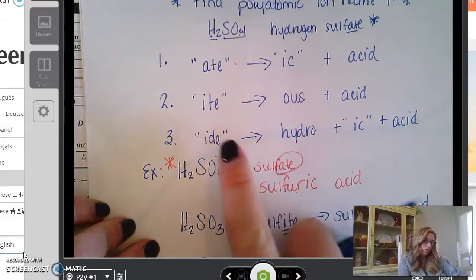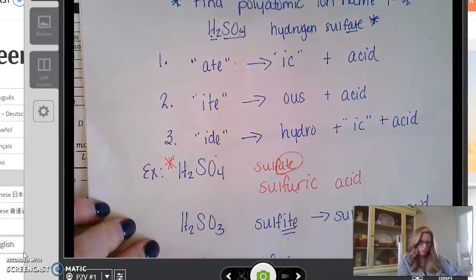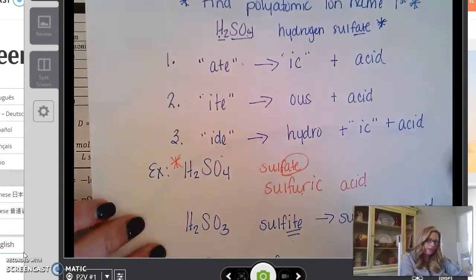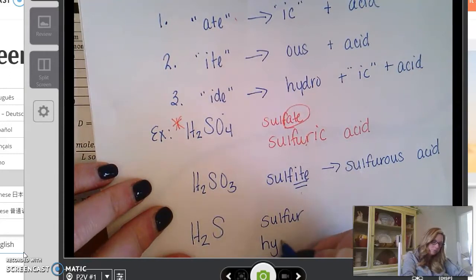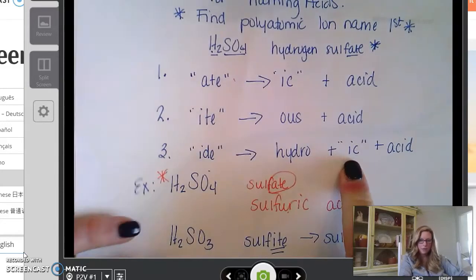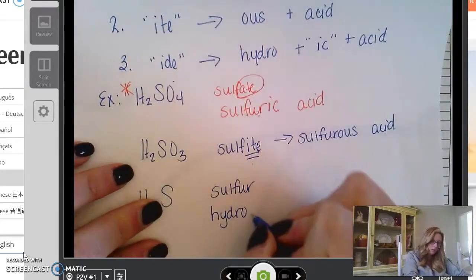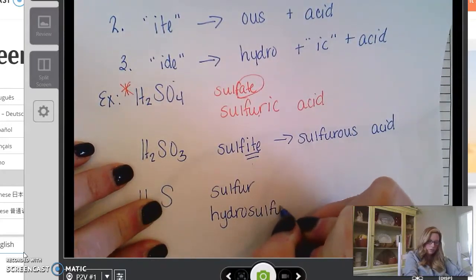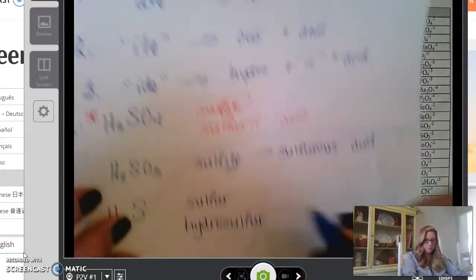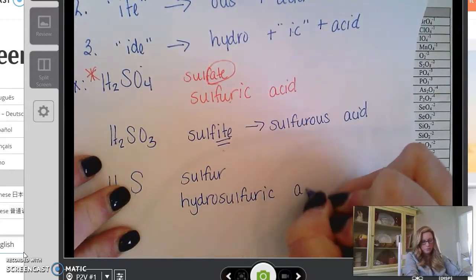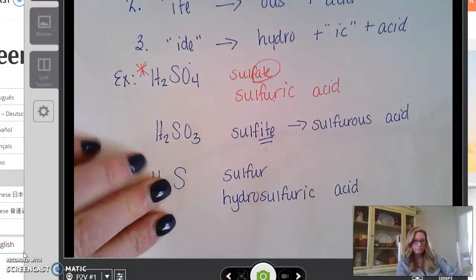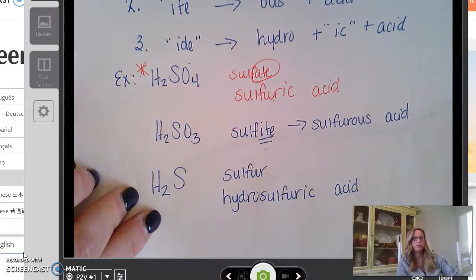So if it's just 1 and it ends in sulfur, when you do H2S, it would be sulfide, right? Because everything on the front of the periodic table, we switch to ide, like NaCl is sodium chloride. So we're going to switch IDE. We're going to add hydro. We're going to add ic. So hydro, sulfur, add ic, hydrosulfuric acid. Okay, H2S, hydrosulfuric acid.